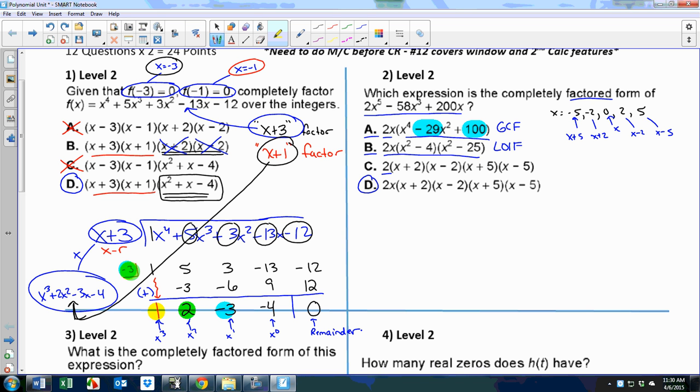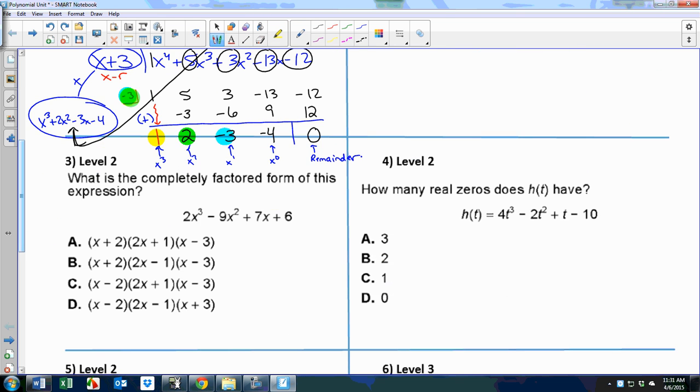But wait a minute, x squared minus 4 factors to x plus 2, x minus 2, and x squared minus 25 factors to x plus 5, x minus 5. So if you use the a squared minus b squared factoring technique, you get x plus 2, x minus 2, x plus 5, x minus 5. So basically, answers A, B, and D are the work to factor this completely.